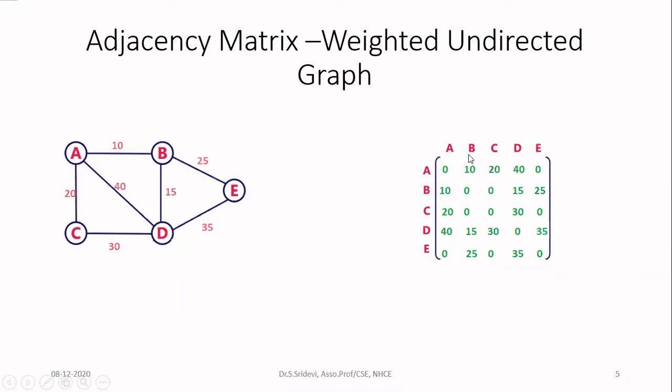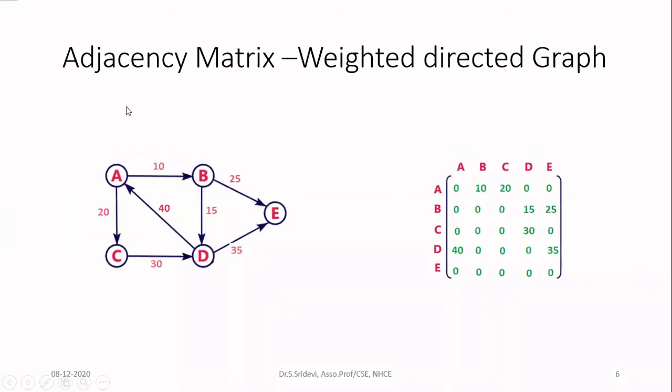Similarly, you have to write for all the remaining. And again, since it is a weighted undirected graph, the adjacency matrix will again be symmetrical. So you can see here, the first row now appears as the first column. So this is symmetric. And again, the memory requirement is directly proportional to V squared.